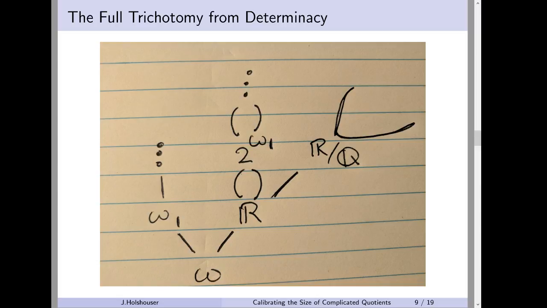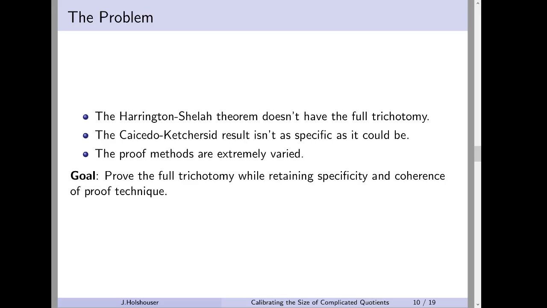Now, where am I stepping in? Okay, Harrington doesn't have the full trichotomy. He just recreated somewhere.